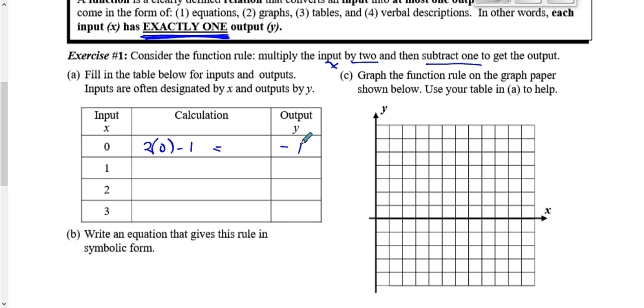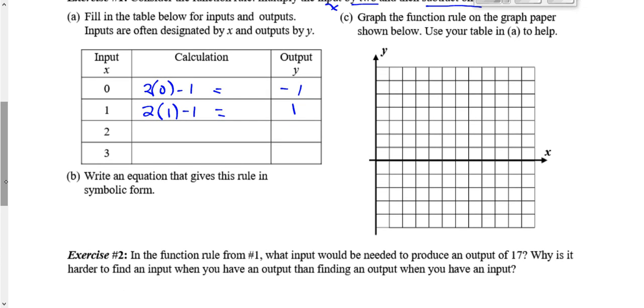Let's keep going. 2 times 1 minus 1 is 1. Input 1, output 1. So input, do stuff to it, and you get an output y. Input 2: 2 times 2 minus 1 is 4 minus 1, which equals an output of 3. Input of 3: 2 times 3 minus 1 equals 5. So we have a bunch of outputs here.